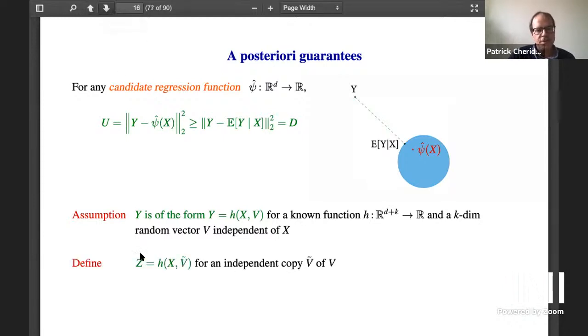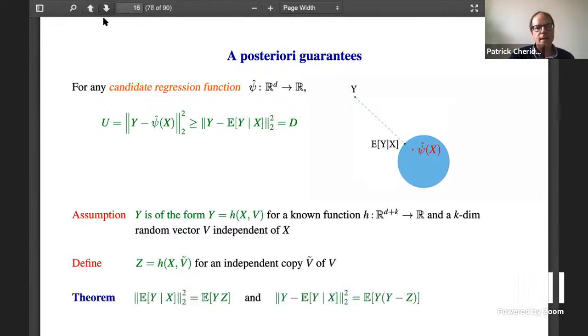Okay, and then I'm going to define C. And I'm going to introduce additional randomness V. So I'm going to introduce an independent copy V tilde of this V, random variable or random vector. Okay, and then it's not very hard to show that even if you don't know the theoretical regression function or the theoretical form of the conditional expectation, you can write the 2 norm of the conditional expectation as this expectation. And you can write the distance of the conditional expectation from y as this expectation.